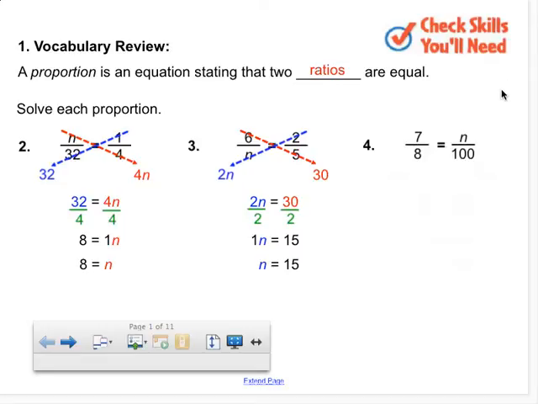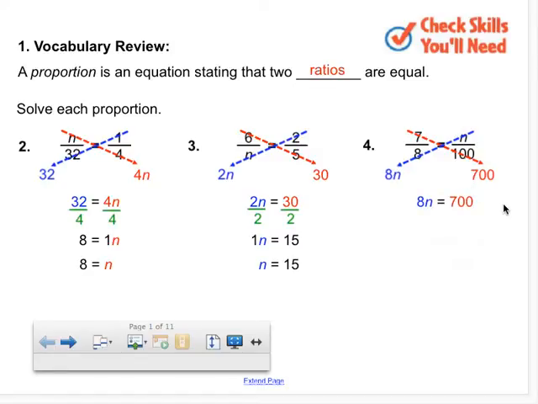Cross product. What's my first cross product going to be? Right, so 8 times n gives me 8n. And what's the other cross product? 7 times 100, what does that give me back? Very good, 700. And so I get an equation out of that. What's my equation going to be? Well, this has to be equal to this, so this is my equation.